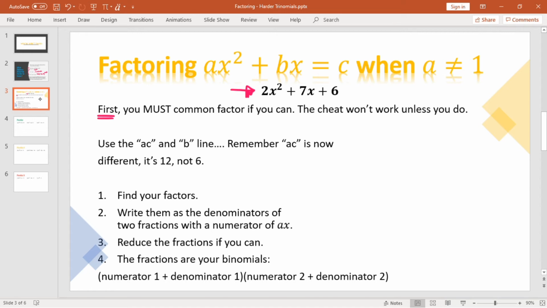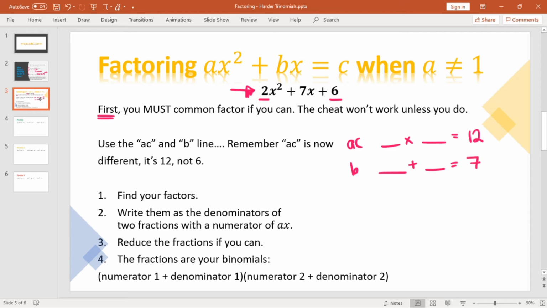So we're going to do the same thing we did before. My AC line and my B line. AC is a product, B is a sum. And now be careful, when I say AC, it means A times C. So when A was 1, we just looked at the last number, but now we have to pay attention to the leading coefficient as well. So the AC line is something that multiplies to 12. And the B line is going to be the same two numbers adding to 7.